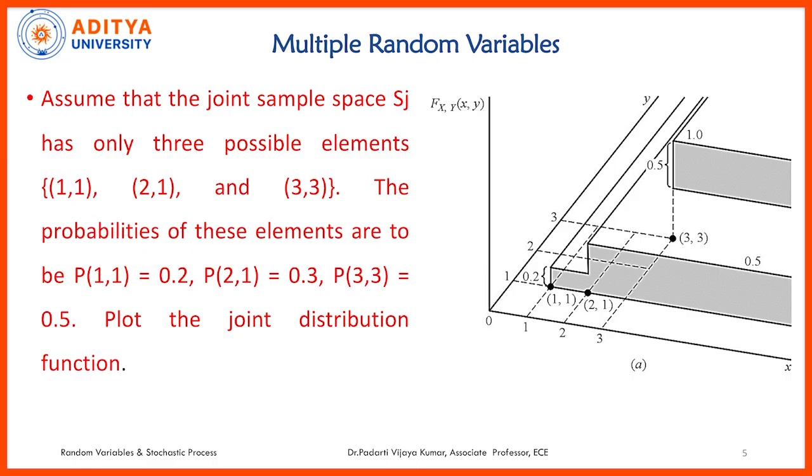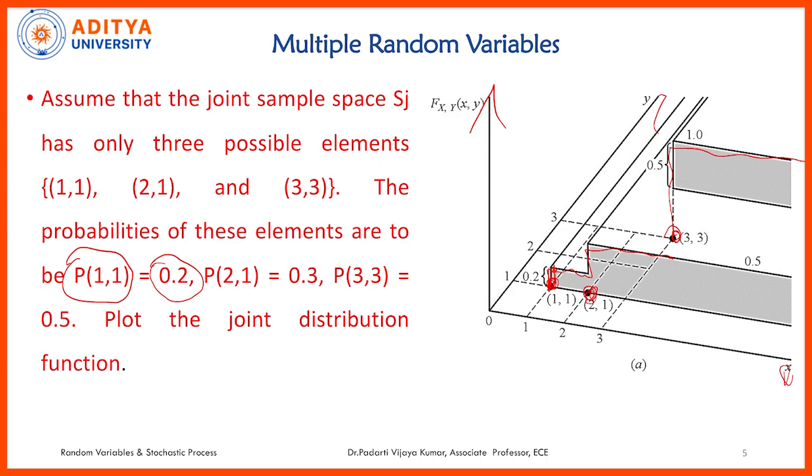Here we use the two-dimensional plot for representing the joint distribution function. The probability values of x comma y are given at different locations: at 1 comma 1, at 2 comma 1, at 3 comma 3. We have already seen that the joint probability distribution function can be expressed as a sum of shifted versions of unit step function. Here also we have expressed it in a similar manner, with probabilities given at different locations. You can see the unit step function, the staircase function. This is how we represent the joint distribution function in two dimensions.